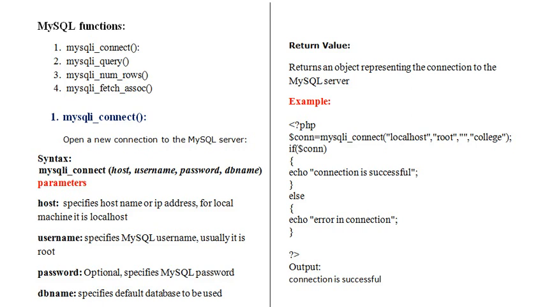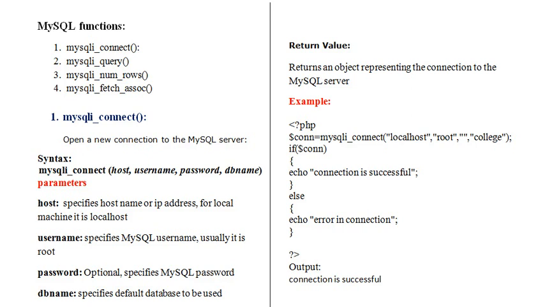So mysqli_connect is a PHP function which is used to connect an application with the MySQL server or MySQL database. The definition is that this function opens a new connection to the MySQL server. Now the mysqli_connect function has a number of syntaxes, so we are going to see one syntax.